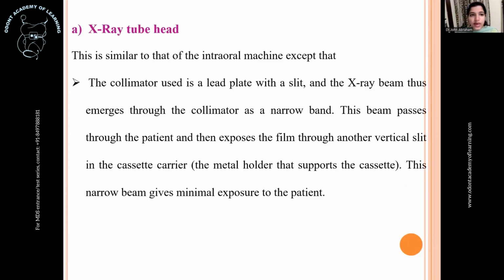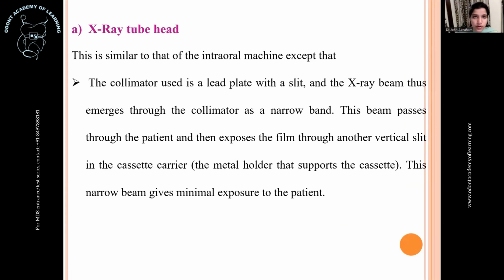So we'll just see the X-ray parts in detail. First one is your X-ray tube head. This is similar to that of the intraoral machine, except that the collimator used is a lead plate with a slit, and the X-ray beam thus emerges through the collimator as a narrow band.